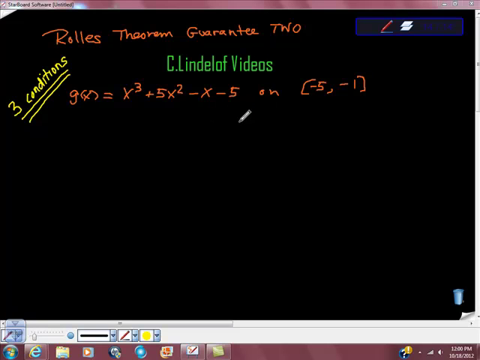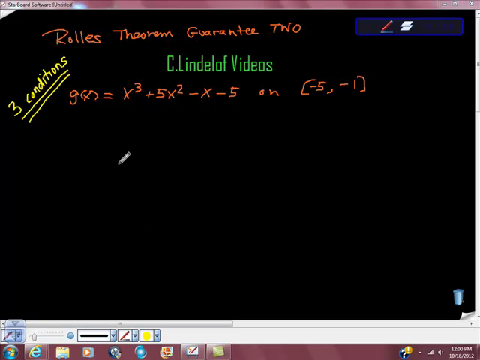Right, that's one of them, that f of a must equal f of b. That the heights of the two points must be the same. So that's one of the conditions. The other one? It must be continuous and differentiable. Those are the other two conditions. The function must be differentiable on the interval and continuous on the interval. So that's what we have to look at to see if we can use Rolle's theorem or not.